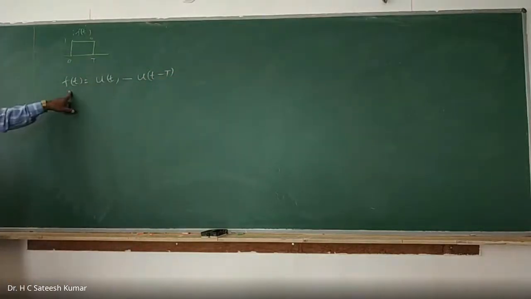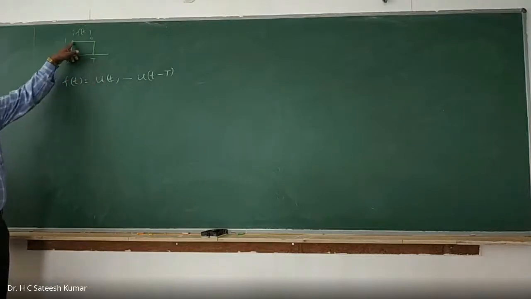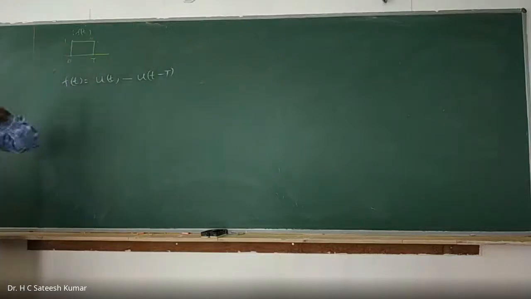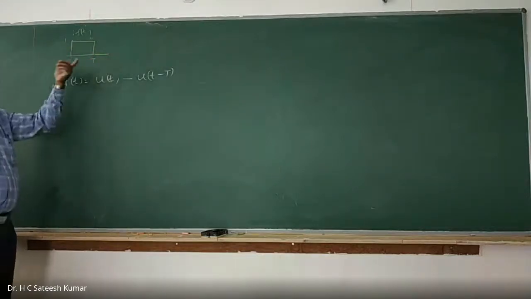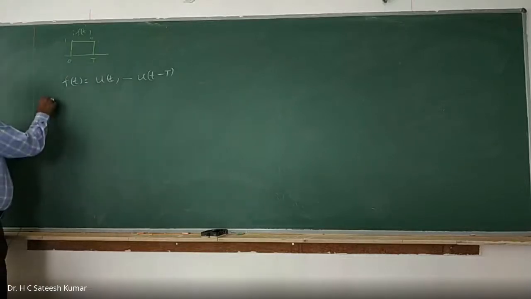F of t is equal to u of t is what? Starting from 0 up to infinity, 1. Out of 0 to infinity, I want to subtract from T to infinity. If you subtract from T to infinity, we are left with what? 0 to T. That's what we should understand. Now, take the Laplace transformation.